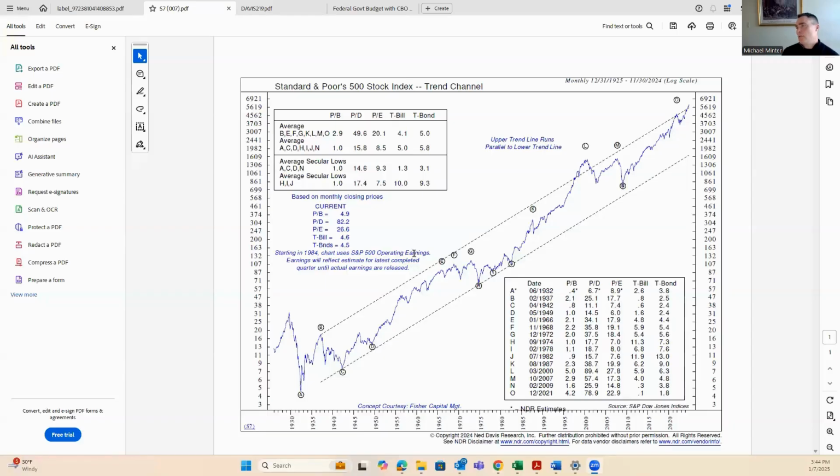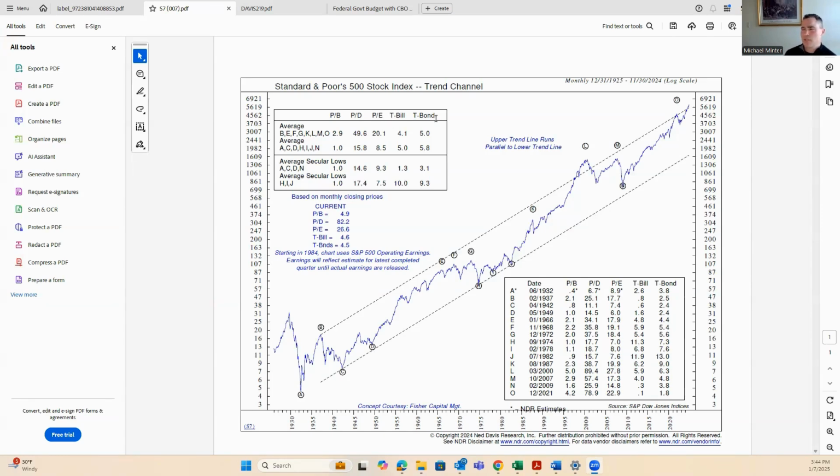The first chart I'm showing here is the S&P trend channel, and this is a chart that goes back a century. And it takes a snapshot in time of all the bull market peaks and all the bull market troughs or bottoms. And it takes a snapshot of what the price to book value is, the price to dividends, price to earnings, and it does an average for all the peaks and all the troughs.